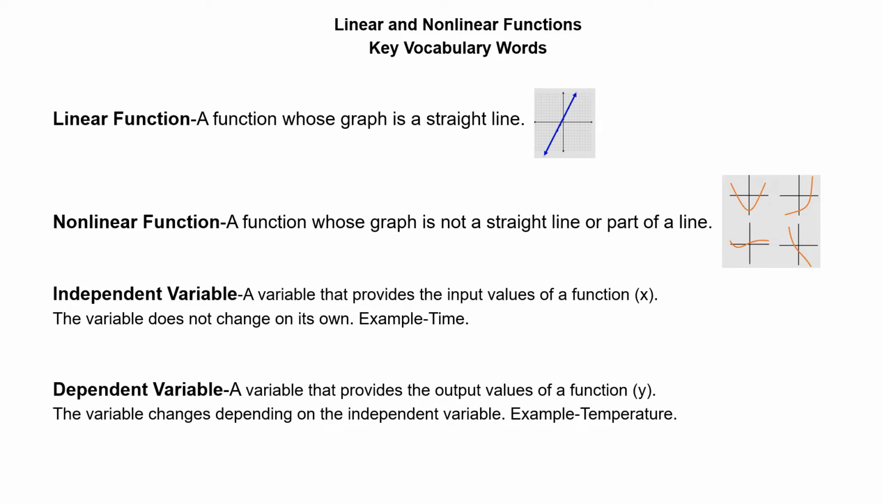Whereas with a dependent, this variable can change depending on the independent variable. For instance, the temperature, right? You start out in the morning, it could be like 50 degrees, and then by the afternoon, we've got about 80 degrees. So it changed because of the time.